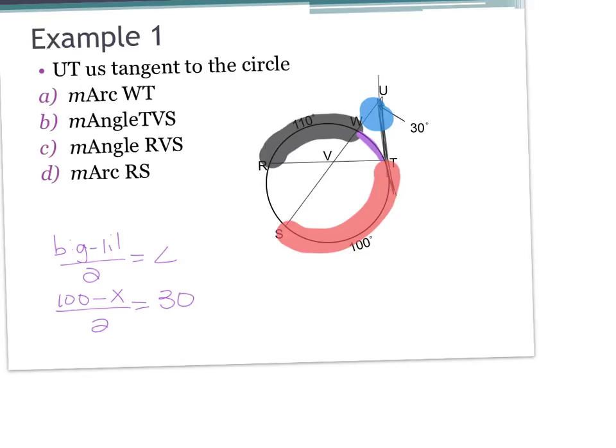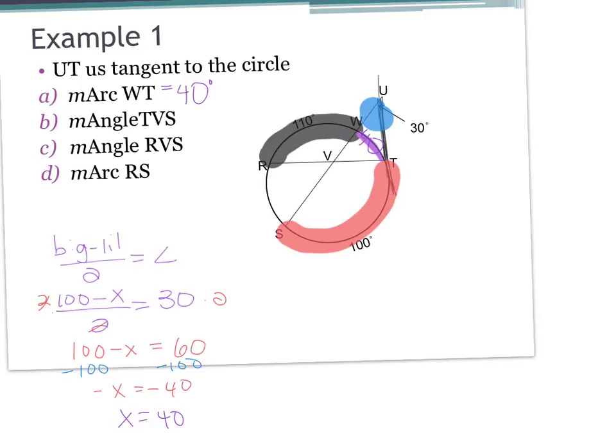So then I would solve this by multiplying by 2 on both sides. It's going to cancel from the left. 100 minus x would equal 60. Subtract the 100. Negative x would equal negative 40. Multiply or divide by negative 1, and x is 40. So now I know the measure of that arc. Questions so far?